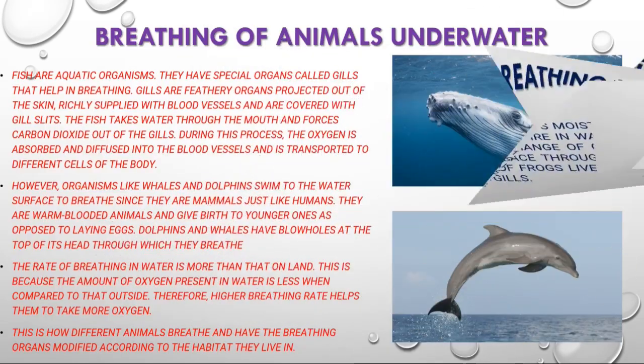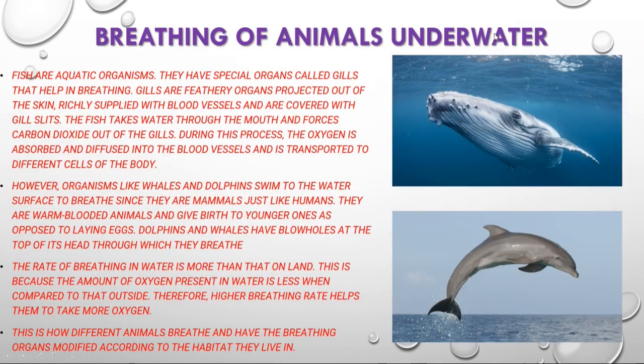This is how the animals breathe underwater. There are three types of animals that breathe underwater, like fishes, which breathe through their gills. How do fishes breathe through their gills? There is a very good and interesting mechanism in how the fish breathe. They have gills.